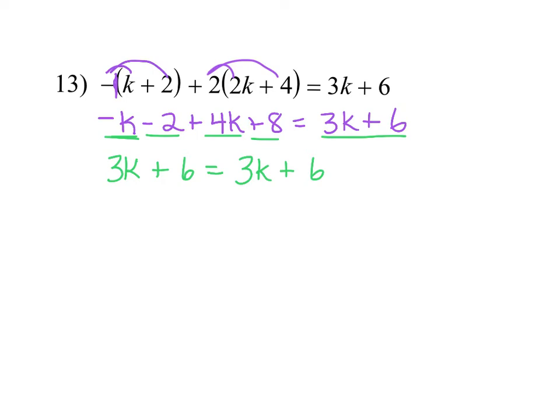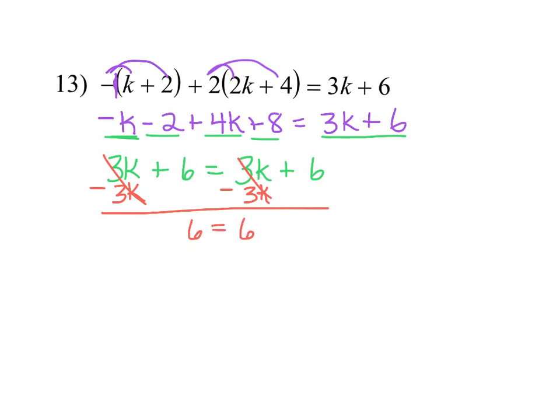So I can either subtract 3k or subtract 3k. Either way, I'm doing the same thing on both sides. I'll subtract 3k on the left, and then from its like term on the right. But what happens here, in both cases on the left and the right, is 3k subtracts out, and I end up with 6 equals 6.